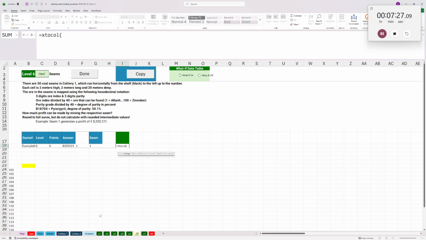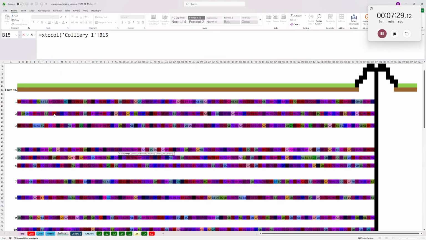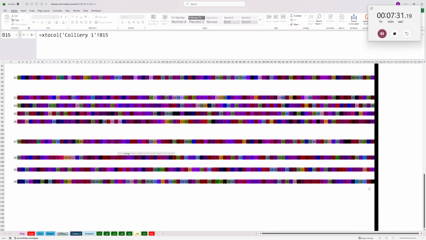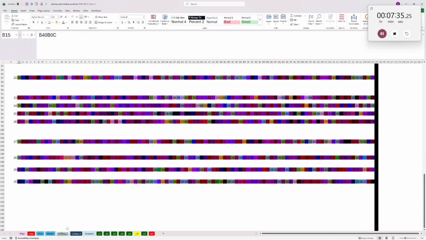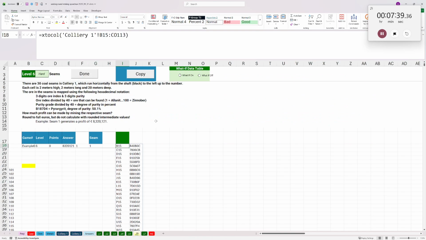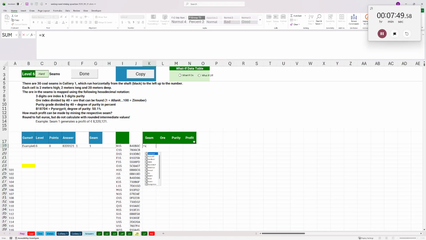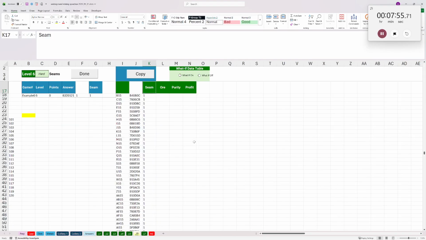So x2 calls just a little lambda that will filter out the blanks. So that's this. It's 30 seams. How much is in each seam? 90 something? 92? All right, so I need to know what seam it is, what the ore is, what the purity is, and what the profit is, and that's it. All right, so the seam is X sequence from 1 to 30, repeating each element 92 times.